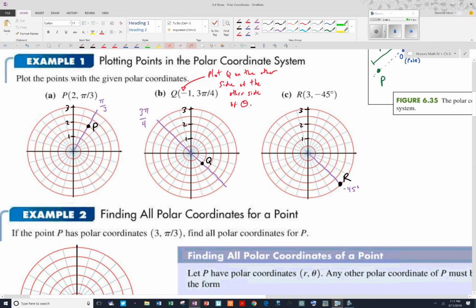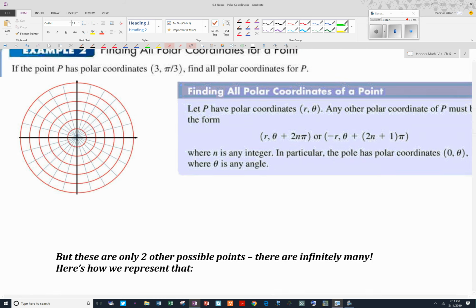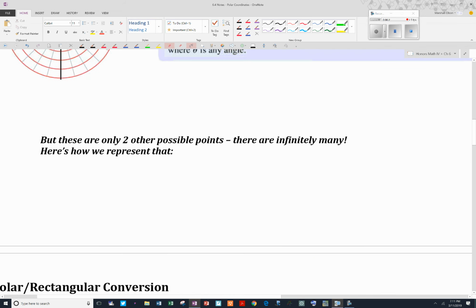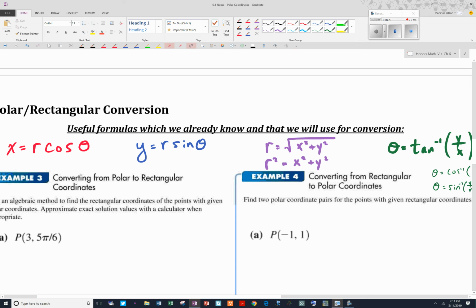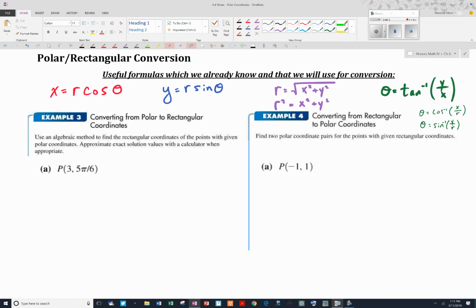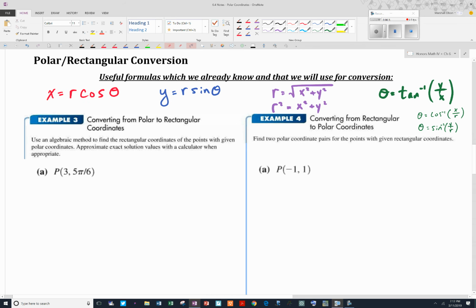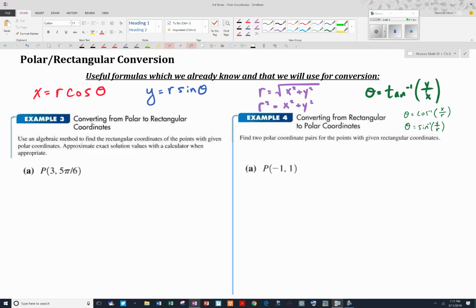Okay, now the next, that example two there, that whole section, we're actually going to cover in the second video and on the second day of class. I think it makes the most sense to actually go to this next page here and talk about our polar and rectangular conversions. So take a second to get all these formulas down that I have written here, and then we'll talk about what each of them mean.